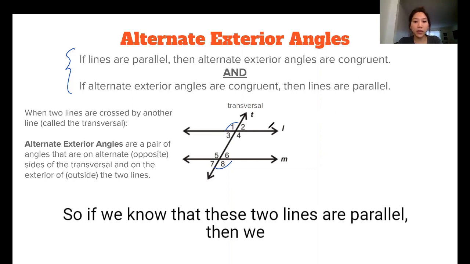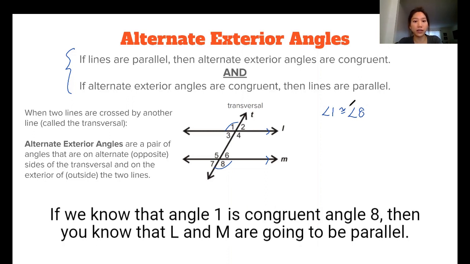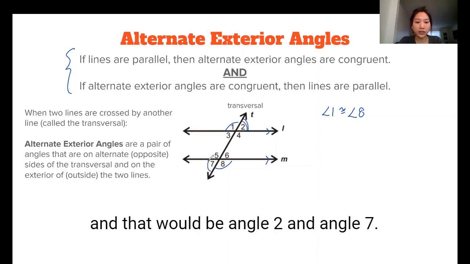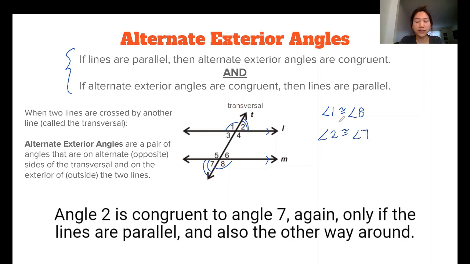Okay, so if we know that these two lines are parallel, then we know that angle 1 is going to be congruent to angle 8. And vice versa. If we know that angle 1 is congruent to angle 8, then you know that L and M are going to be parallel. Okay, there's another pair of alternate exterior angles in our example, and that would be angle 2 and angle 7. Okay, angle 2 is congruent to angle 7, again, only if the lines are parallel and also the other way around.